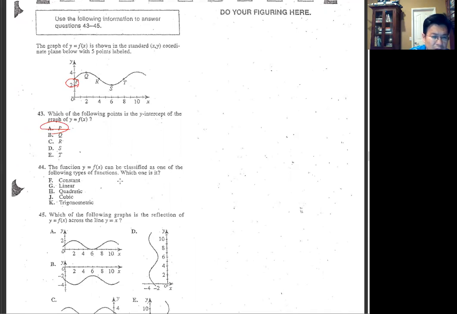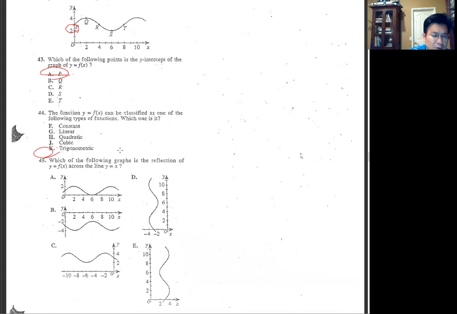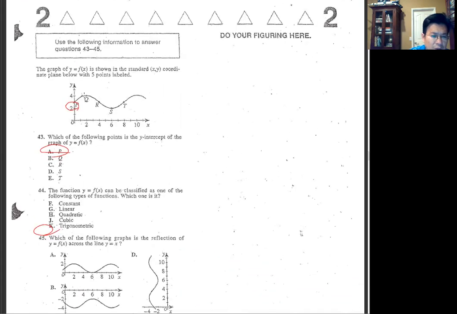Specify one of the following functions, which is constant, linear, trigonometric, up and down. Reflect over this one. So you draw it out like this, and reflect this side like this, right? And then going this way. So this is a reflection.